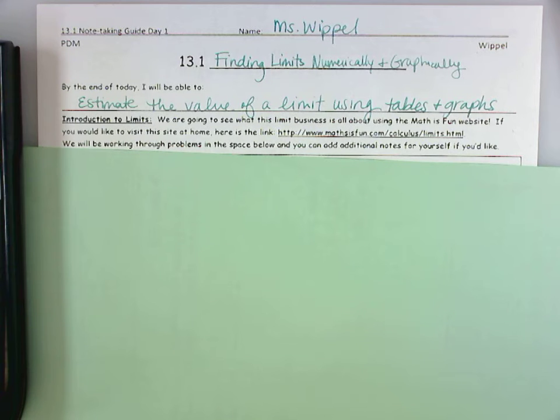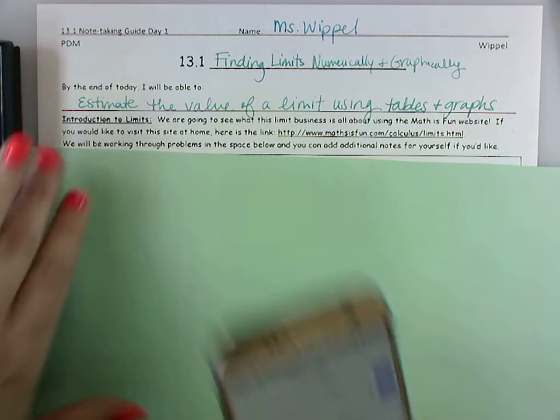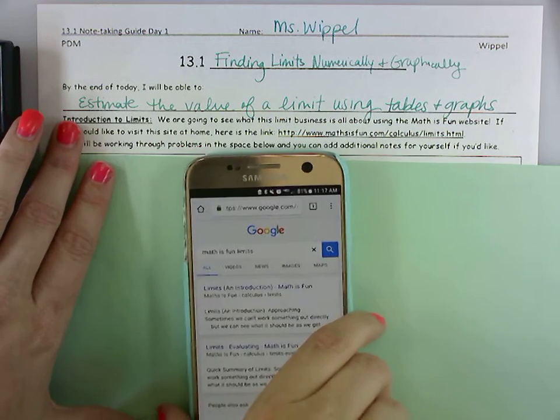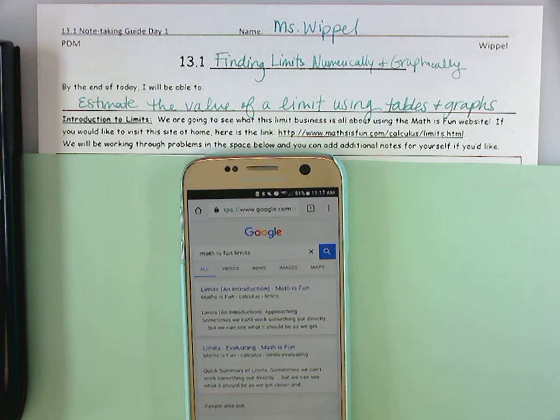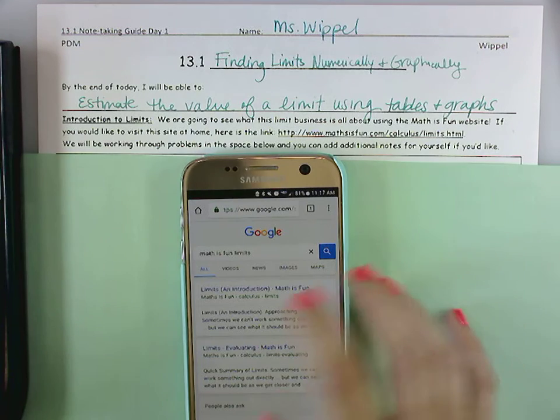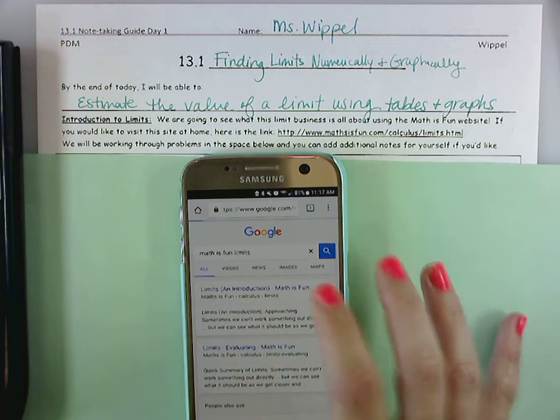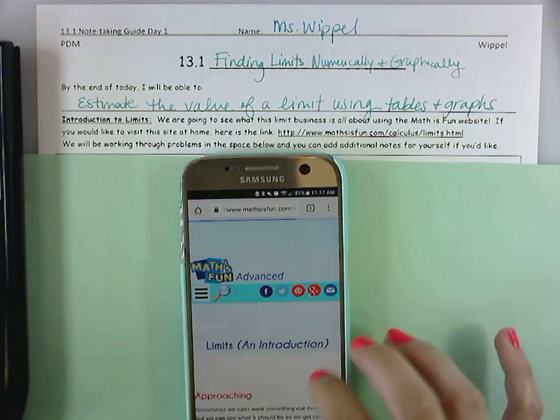Show you this on my phone just so I can record it. So if you're looking back at this, you can see what we're referring to. We'll try it out. Okay, so we're going to start talking about limits, which is something that you'll use when you get to calculus. Another way you can find this is if you search Math is Fun, and then limits, and it pops up first: limits, an introduction from Math is Fun.